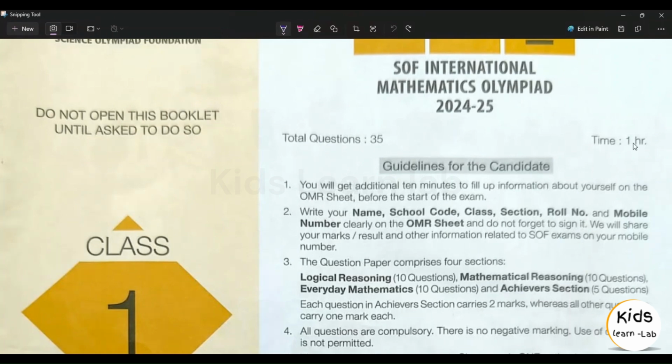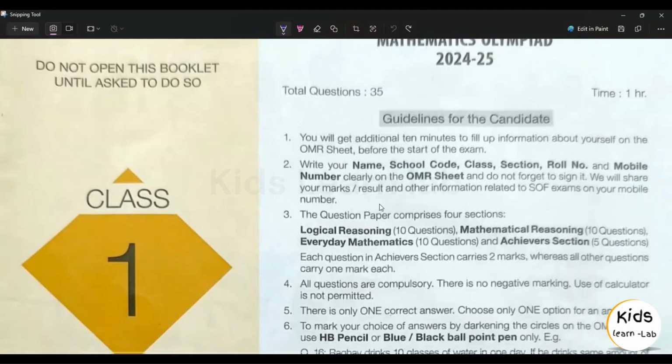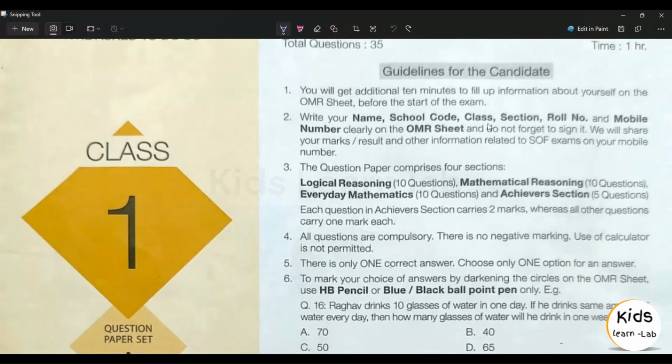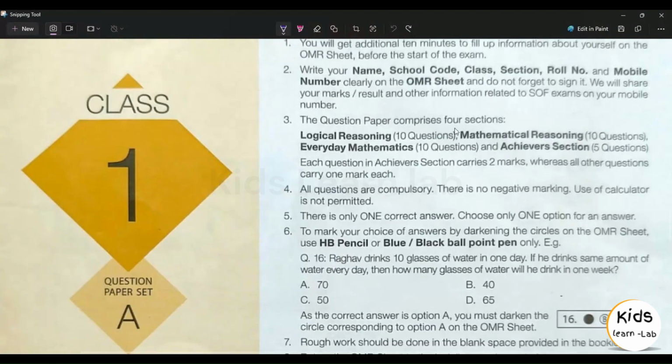In this paper, you will be having total questions 35 and time will be 1 hour. You will be given the OMR sheet. Before you start the exam, you have to write your name, school code, class, section, roll number, and mobile number clearly on the OMR sheet. And you have to sign. Don't forget to sign on the OMR sheet so that they could share your marks, result, and other information related to SOF exam on your mobile number.